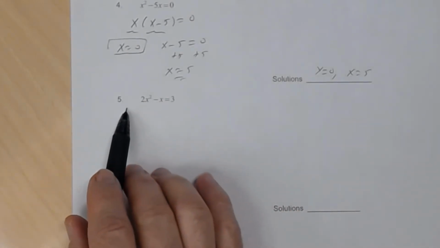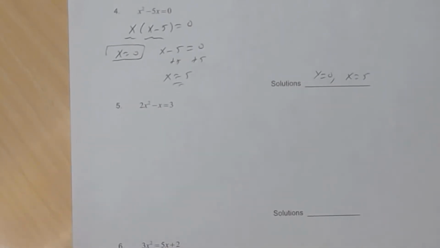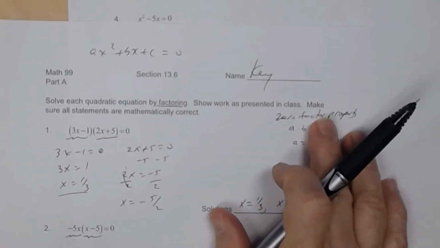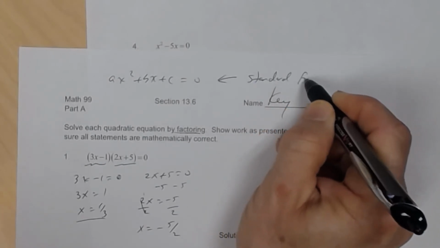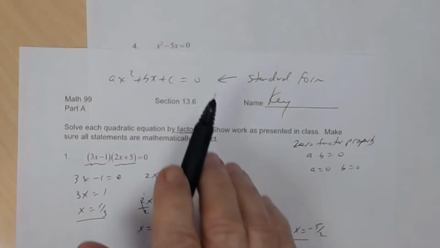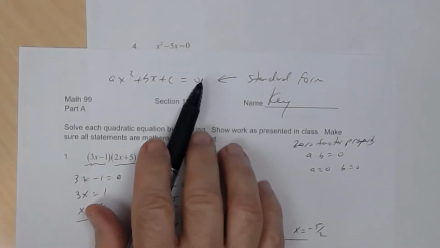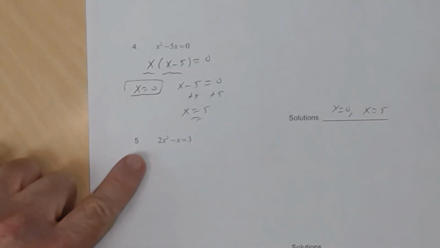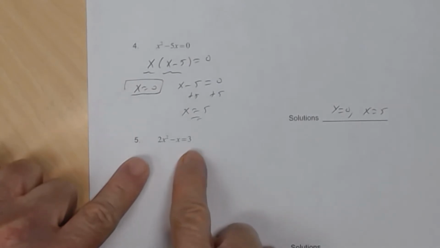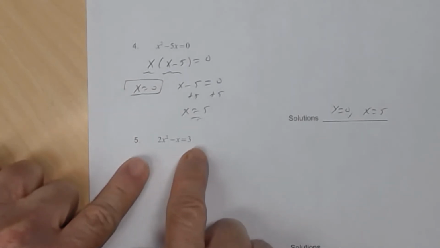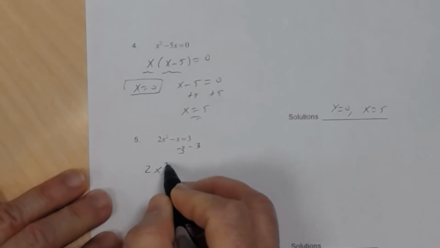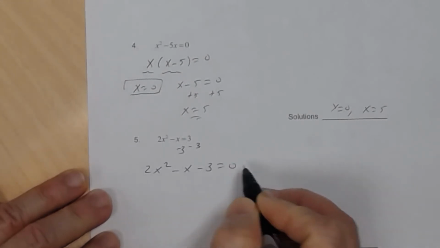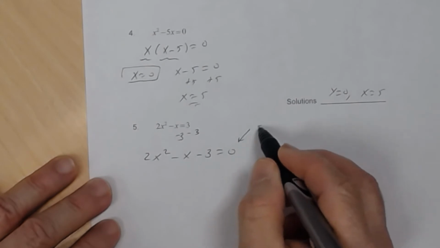Okay, now look at number 5. Now remember, when solving a quadratic equation by using the zero factor property, it must be in standard form. You must have it in standard form, meaning that every term's on one side and zeros on the other. So step 1 in this case, see, that's not in standard form, has to be, let's put this in standard form. So I've got to bring the 3 to the other side. So I'm going to subtract 3 from both sides, and when I do that, I get 2x squared minus x minus 3 equals 0. Now this is in standard form.